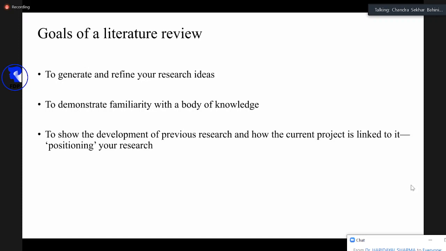Now you want to search the literature, to generate the information on what already exists and refine your research ideas, because you are refining. So how are the construction workers affected by COVID-19?